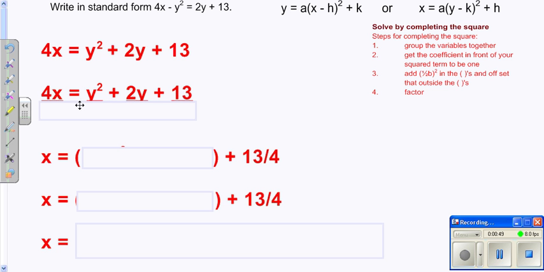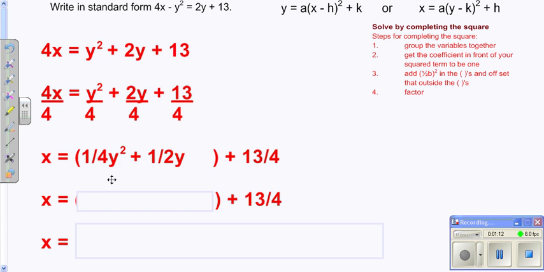Now, we need to complete the square, but we need to do it when we have x on one side by itself, because we have x on one side by itself up here. So we've got to get rid of the 4. So we're going to have to divide everything by 4. Well, in completing the square then, you want to complete the square with the y's. So I'm going to just group the y's together. So I'm putting parentheses around the y's.